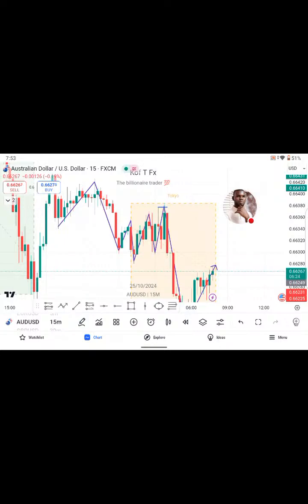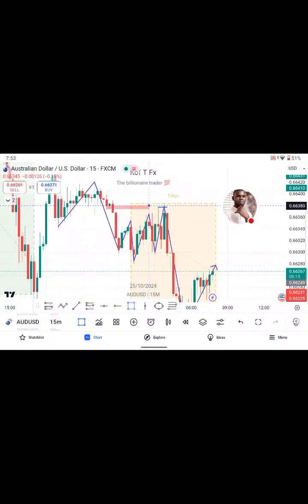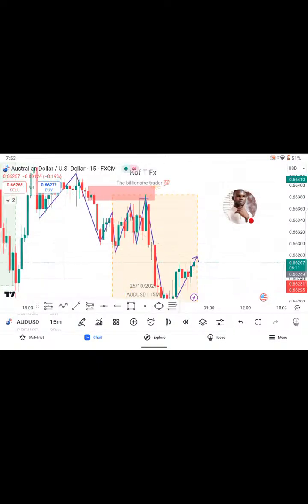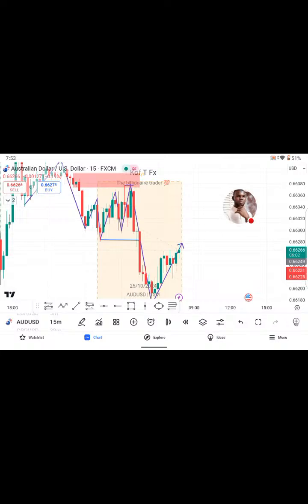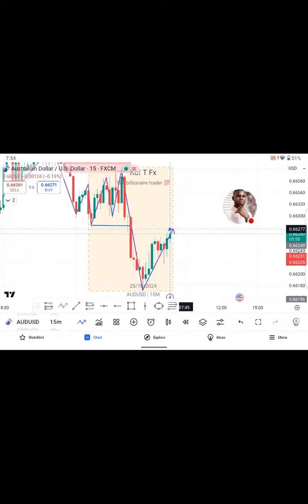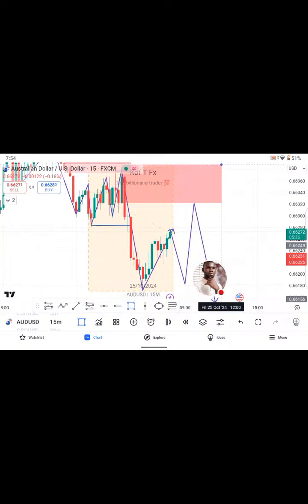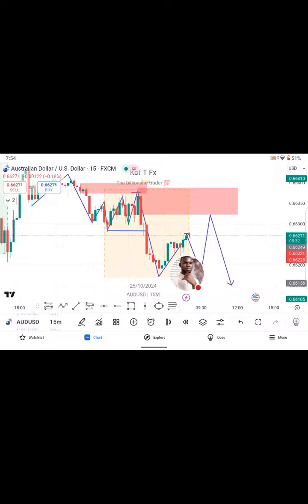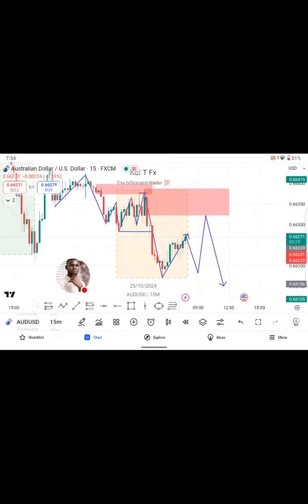There is liquidity grab there, and we have this mitigation. Then we have this being taken out. So if we can have something like this, then coming back to this, then that will be a nice sell. So if we can have something like this, then we are going to short all the USD.